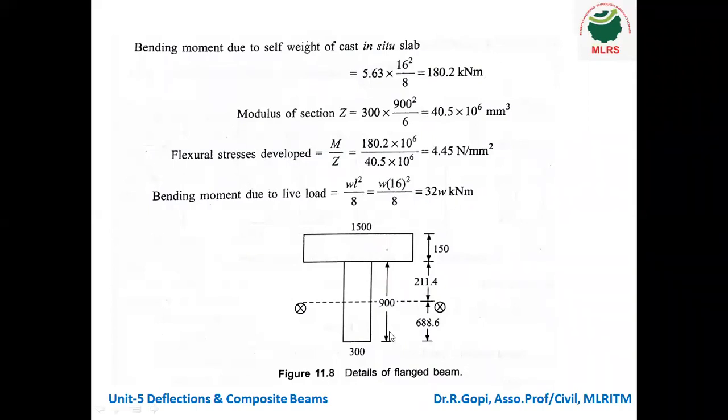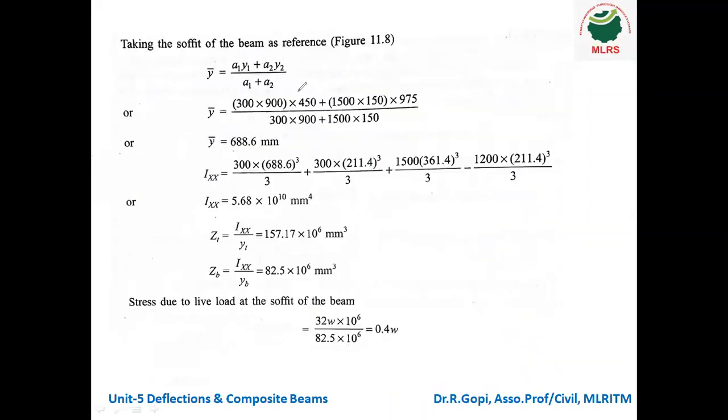So we need to calculate YT and YB, that means the centroid distance at top and centroid distance at bottom, and the IXX value. So that is our next step. You can see, taking the soffit of the beam, that means the bottom of the beam, as reference, Y bar is equal to, what is the centroid formula? A1 Y1 plus A2 Y2 divided by A1 plus A2.